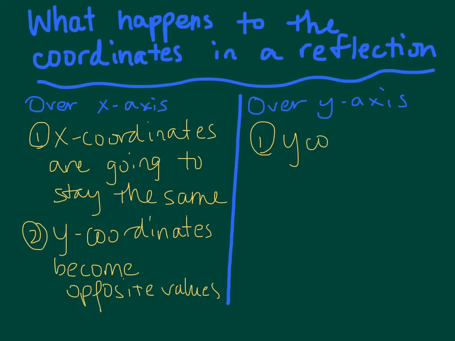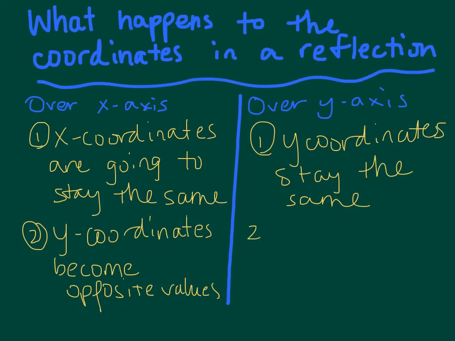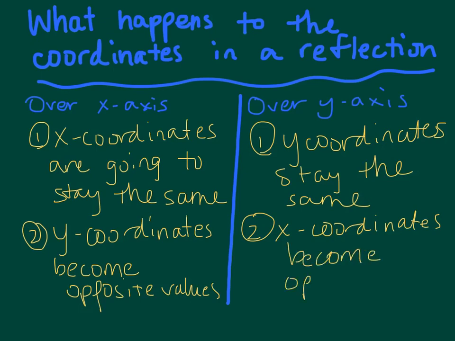And if we reflect over the y-axis, the opposite is going to happen. Our y-coordinates stay the same, and the x-coordinates become opposite. So if the x-coordinate was 5, it would be -5. If it was 2, it would become -2. If it was -8, it would become 8, and so on.